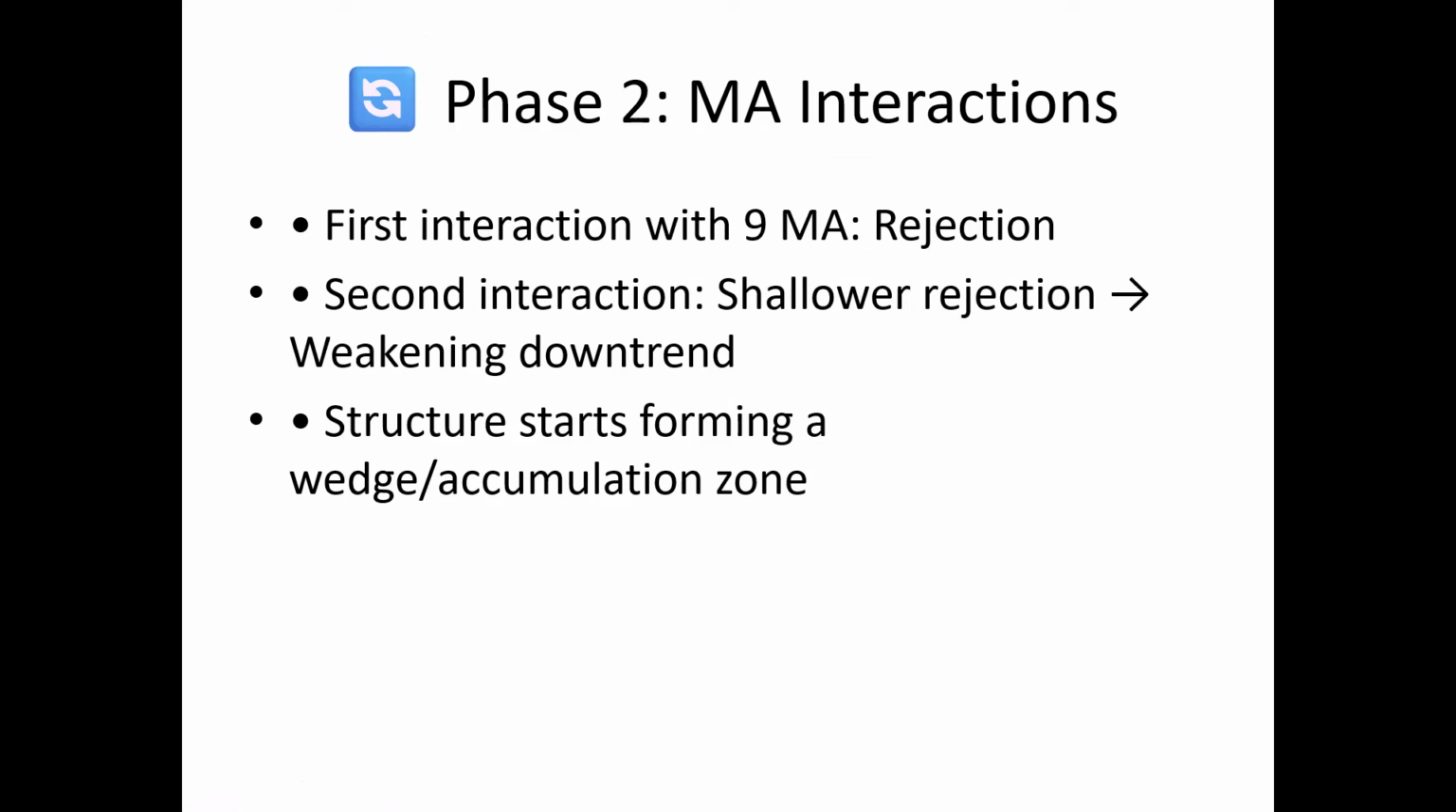Phase 2, what happens is it starts interacting with the moving averages. First interaction with the 9-period moving average, I had shown in the slide, and then rejection. It shows rejection from the 9-period moving average. And second interaction, shallower rejection. That indicates weakening downtrend. The structure starts forming an accumulation wedge or accumulation zone. You can see a price pattern over here.